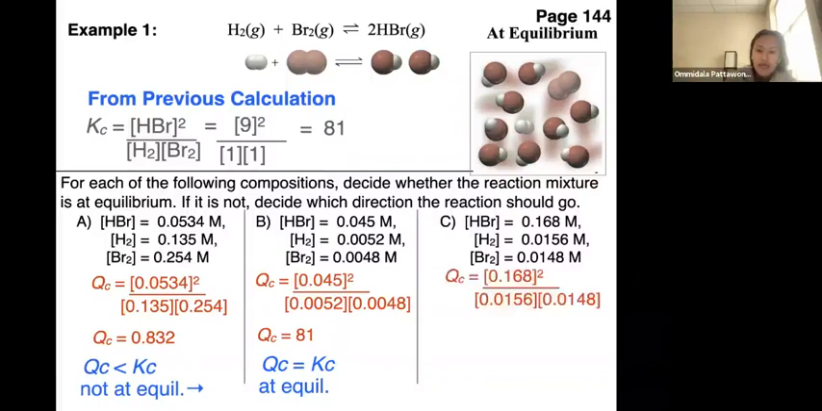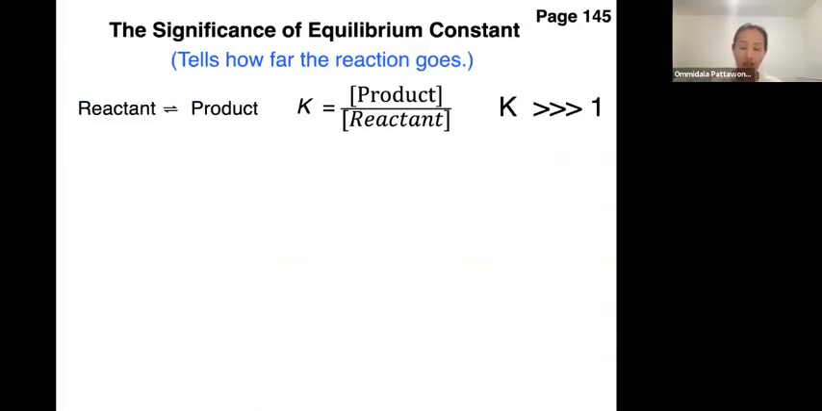All right, C. Q comes out equal to 122. In this case, you have Q greater than K, so at this point it is not at equilibrium yet. You have more of the product than the reactant. Therefore, the reaction is going to shift toward the reactant, to make more of the reactant to achieve the equilibrium point. Now you already see the importance of the reaction quotient Q. It tells us the direction of the reaction, whether it's going to shift toward the product, shift toward the reactant, or it's already at equilibrium.